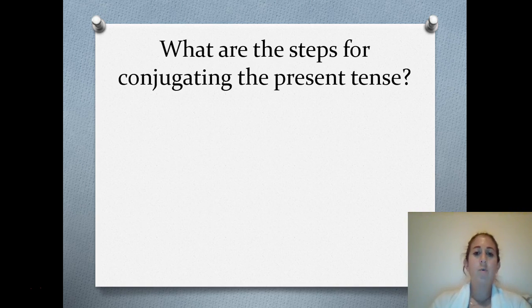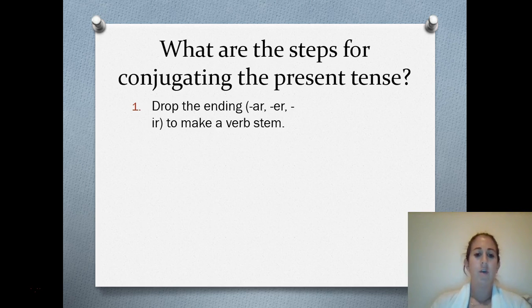So let's walk through how we conjugate in the present tense, what a conjugation looks like. So first we're going to drop that ending, that AR, ER, or IR, to make a verb stem. So for example, we've got our verb escribir, right? It means to write. The word itself, escribir, we call that the infinitive. Remember, we know it's the infinitive because it has that AR, ER, or IR ending, and it does not have a subject. Escribir means to write. So we're going to drop that ending, and we are left with the verb stem.